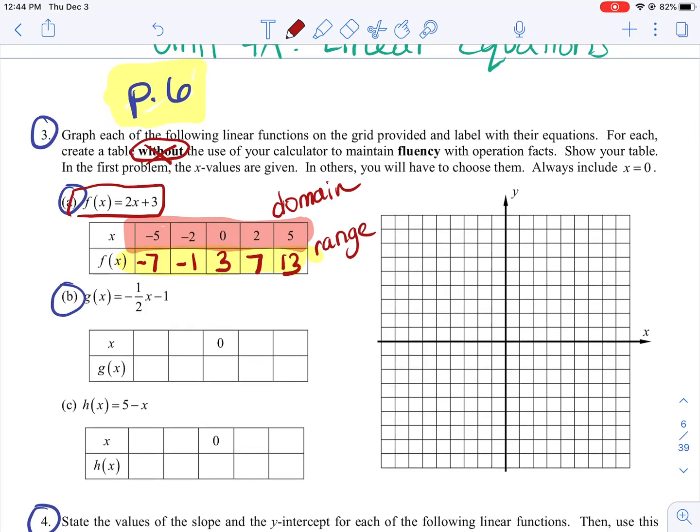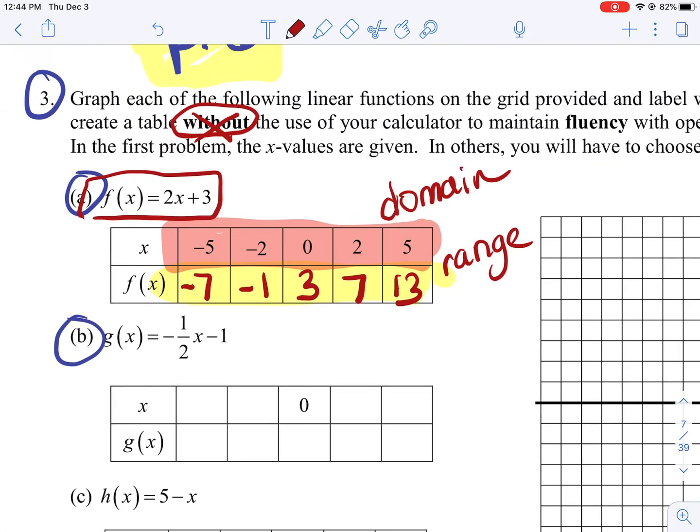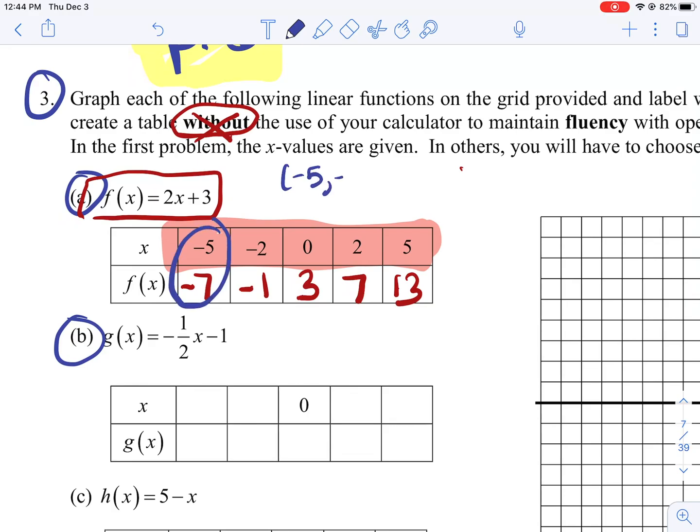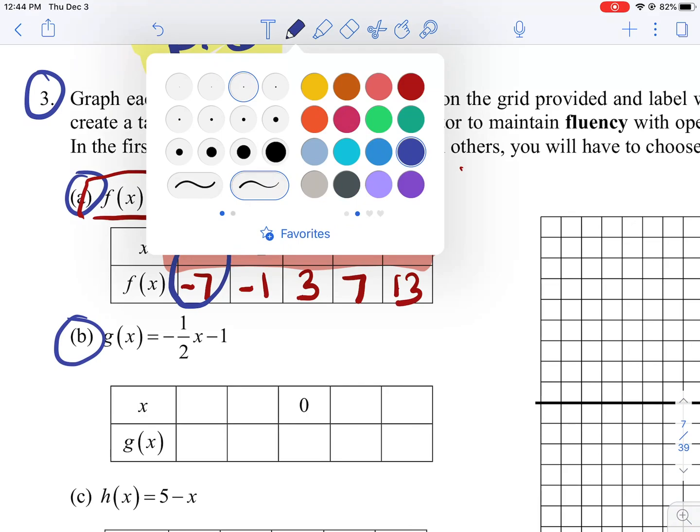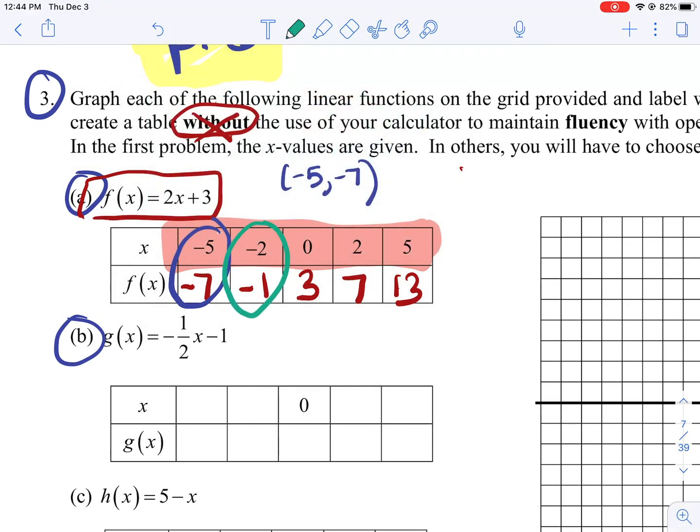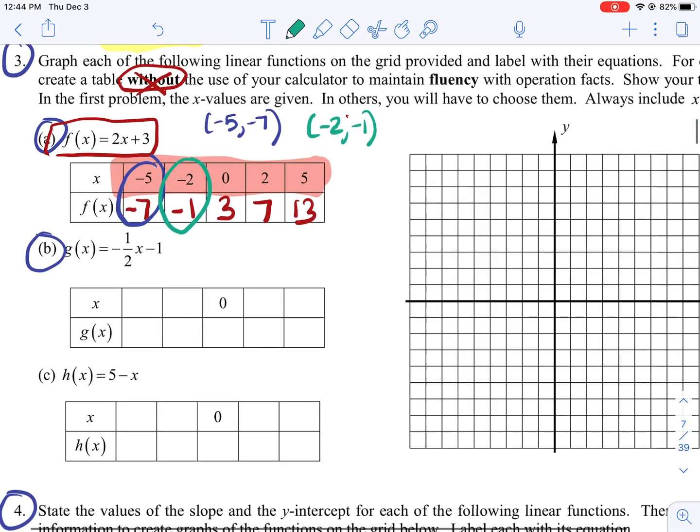And again, we didn't give you guys a ton of room here, but if it helps, what you might want to do is write these as coordinate points. We talked about that beginning of last unit. -5, comma, -7, right, -2, -1. So let's just graph a couple of these and see if we get our line.